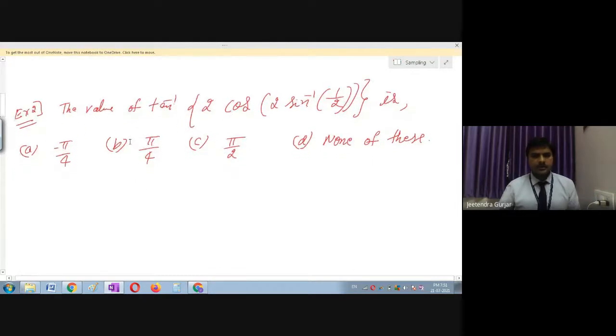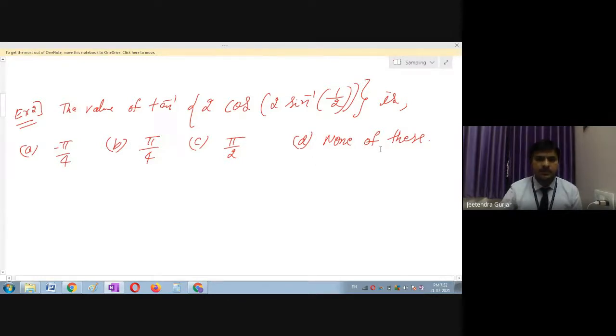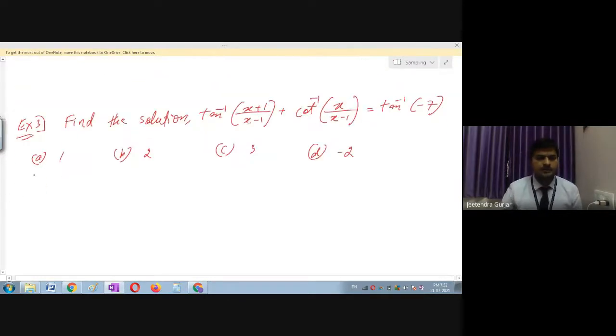So next question, please write down the value of tan. This is just a trick. You have to understand the trick and simplify. That is more important. Understanding the problem and using the trick is very important. In 1 minute, you can easily simplify the problem. The value of tan inverse 2 cos 2 sine inverse 1 upon 2 is. The options they have given: minus pi by 4, pi by 4, pi by 2, none of these. So you just simplify the problem, students.